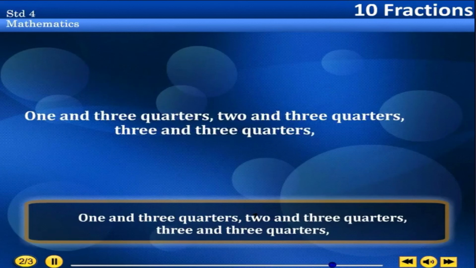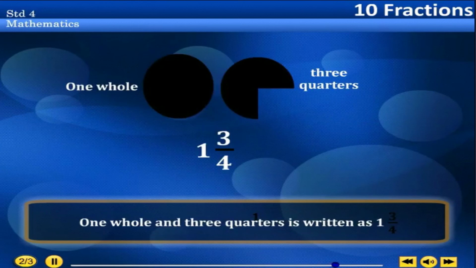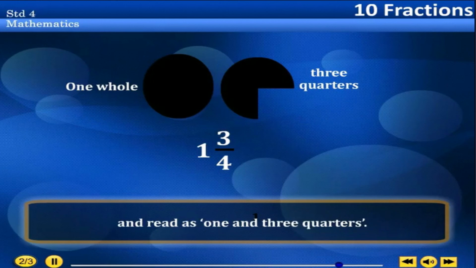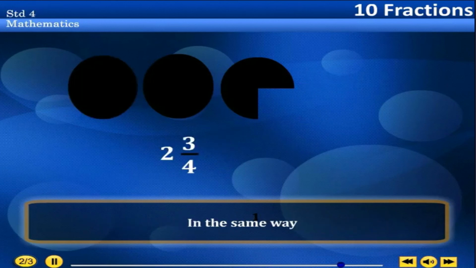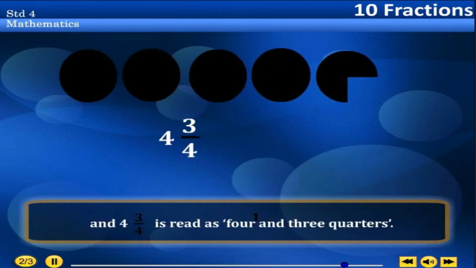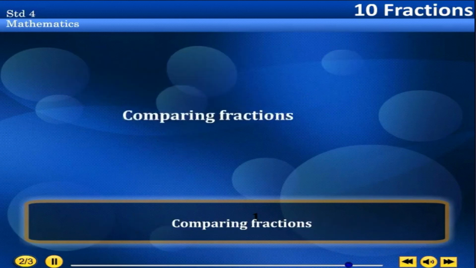1 3/4, 2 3/4, 3 3/4. 1 whole and 3/4 is written as 1 3/4 and read as 1 and 3/4. In the same way, 2 3/4 is read as 2 and 3/4 and 4 3/4 is read as 4 and 3/4.